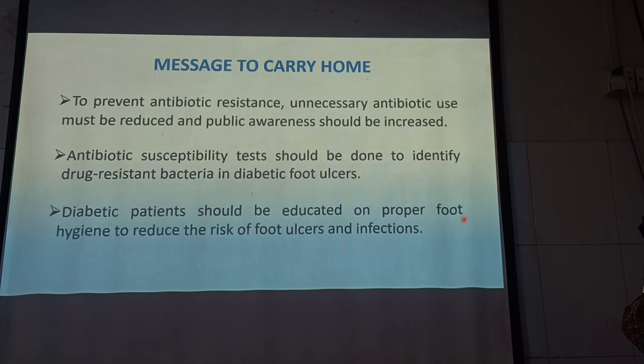Message to carry home: to prevent antibiotic resistance, unnecessary antibiotic use must be reduced and public awareness should be increased. Antibiotic susceptibility tests should be done to identify drug-resistant bacteria in diabetic foot ulcers. Diabetic patients should be educated on proper foot hygiene to reduce the risk of foot ulcers and infections.